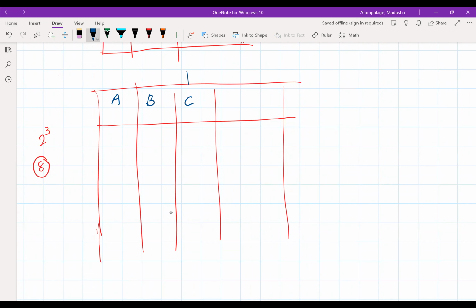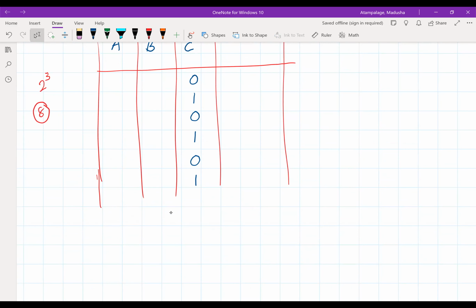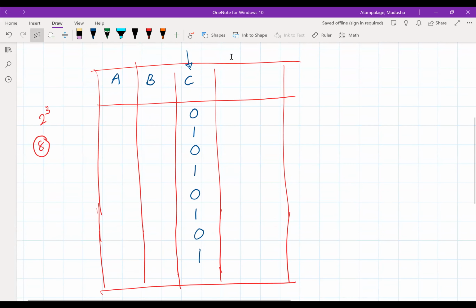We start from the last input, C: 0, 1, 0, 1, 0, 1. We have 8. Am I correct? Okay, we completed one column, the one input, C.